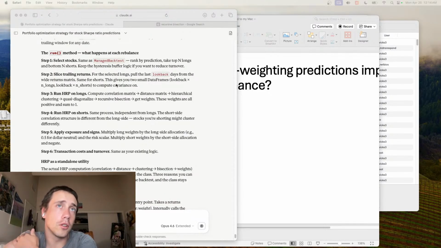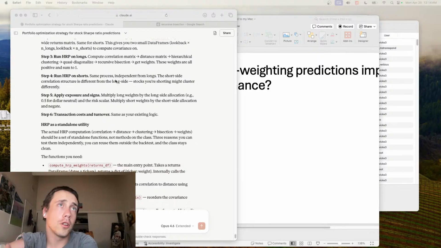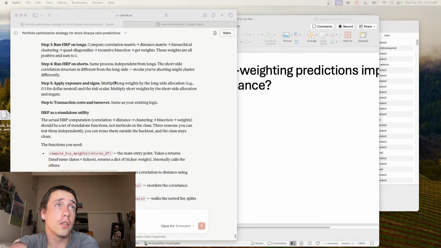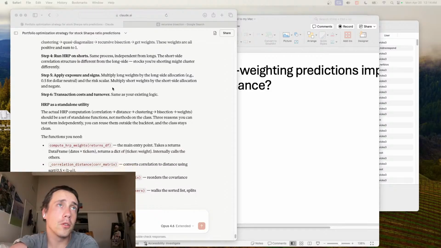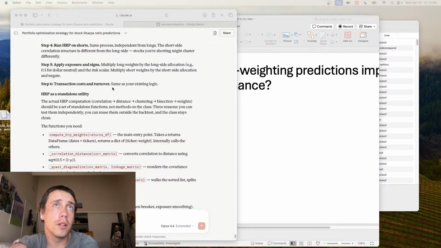Compute the correlation matrix. Run HRP on shorts, same process, independent from longs. The short side correlation structure is different from the long side. Stocks you're shorting might cluster differently. Apply exposure and signs, multiply long weights by long side.